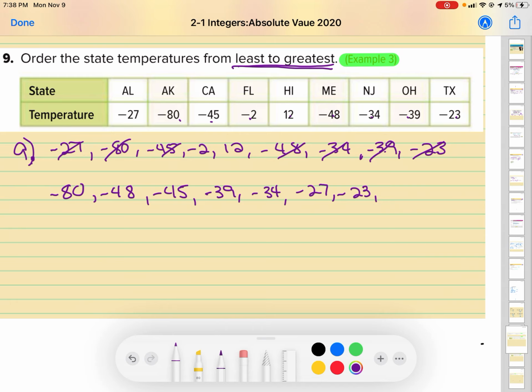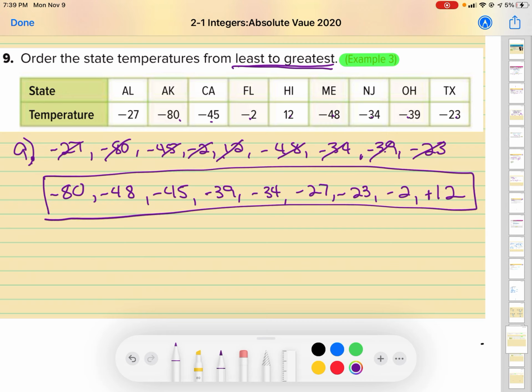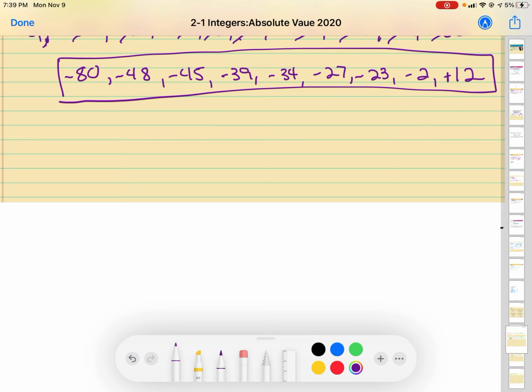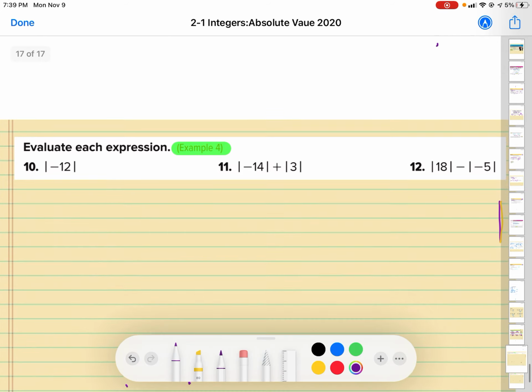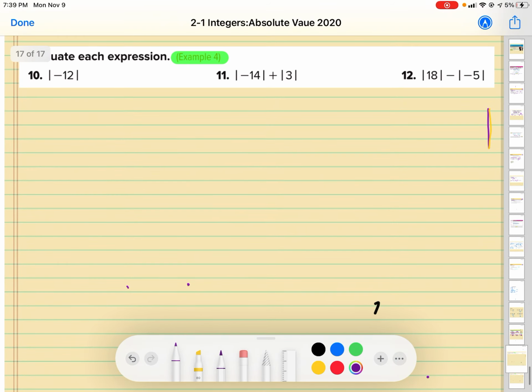-23? Hope you guys write neater than me. I'm still getting used to writing on this board. Where am I now? I lost my place. -23, up, -2, and finally, not -12, +12. Whew, caught myself. Oh, I think I can box my answer and be done with that one. Hope you guys did great. If not, pause the video. If it went too fast, put them in order. Ask your teacher what you need to do differently if you're confused.